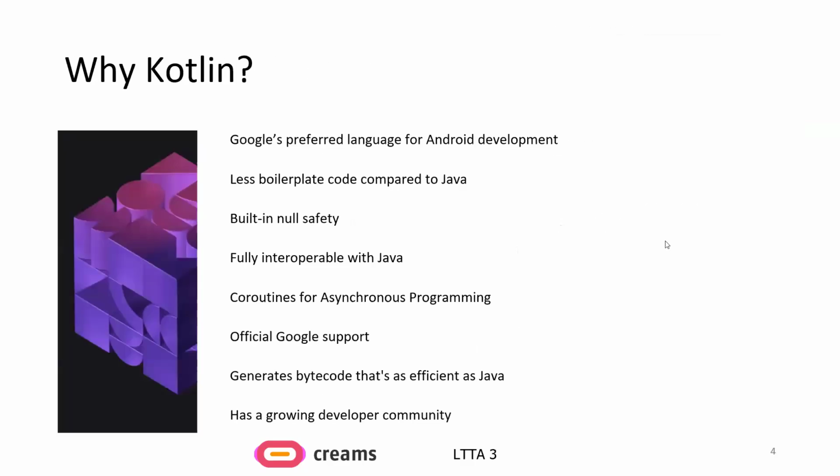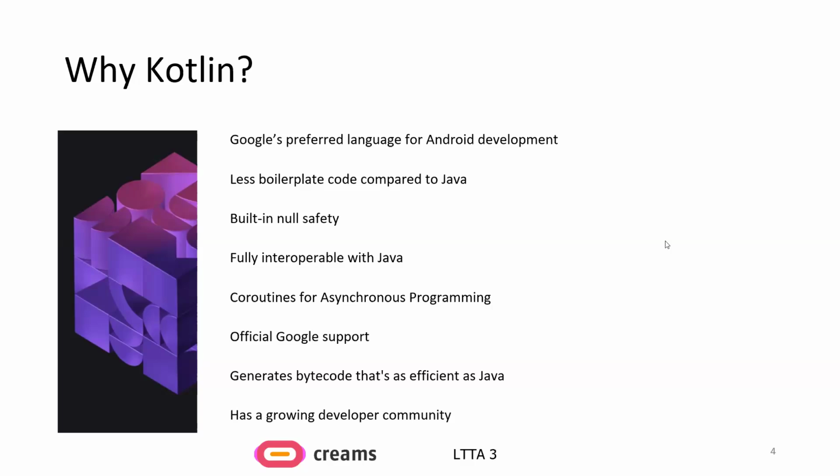Also, why Kotlin? Kotlin became Google's preferred language for Android development in 2019, replacing Java as the default. It requires less boilerplate code compared to Java. It has excellent null safety, and thus reduces app crashes caused by null pointer exceptions. It is fully interoperable with Java, allowing developers to use existing Java libraries and code bases.